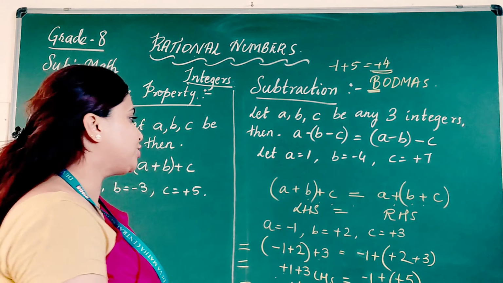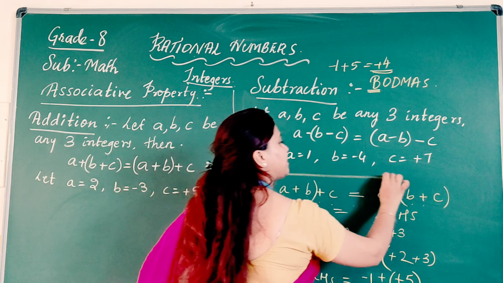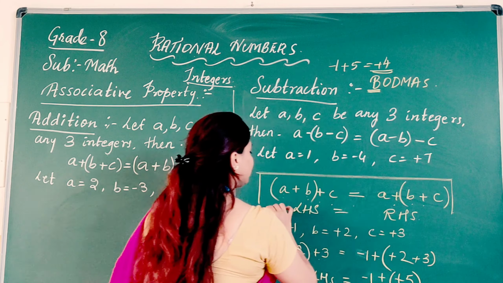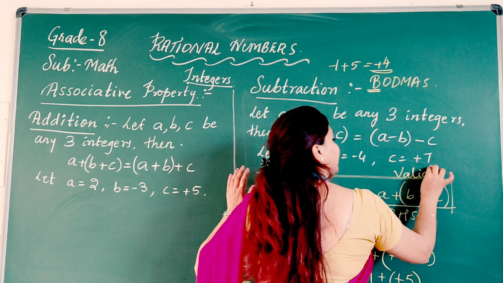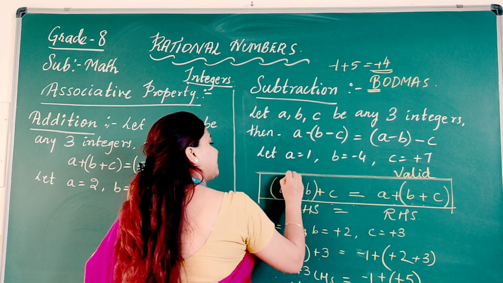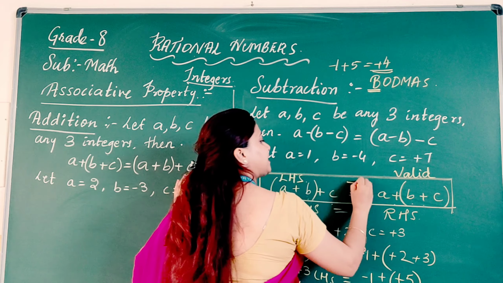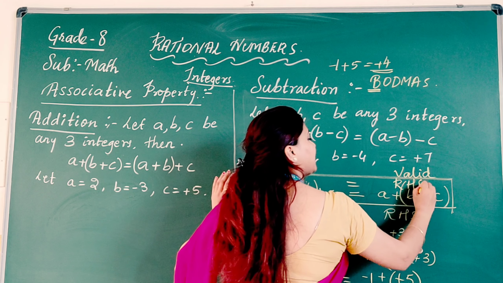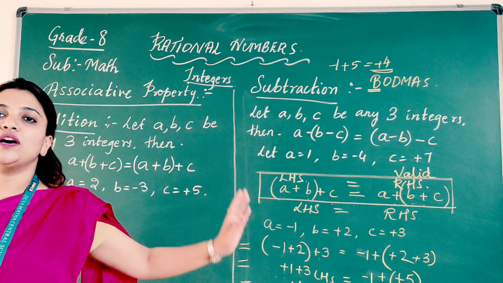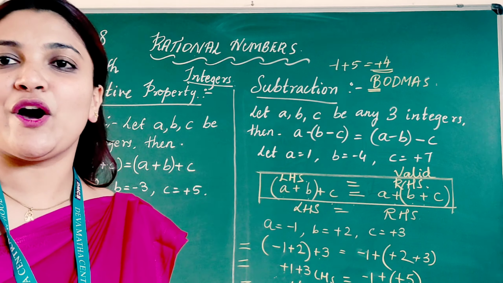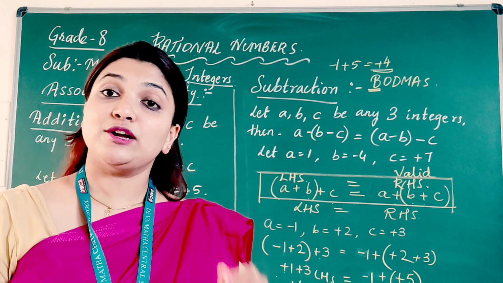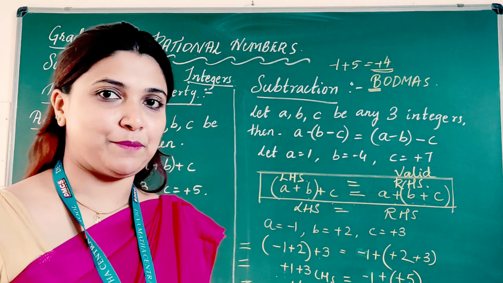Associative property of addition formula is (A plus B) plus C is equal to A plus (B plus C). So this is valid. Why? Because my left hand side is same as my right hand side. So therefore, this associative property of addition is valid. Now let me see one more example.